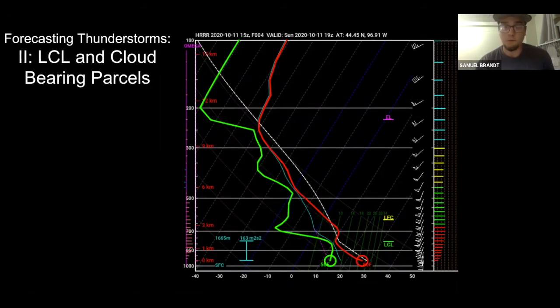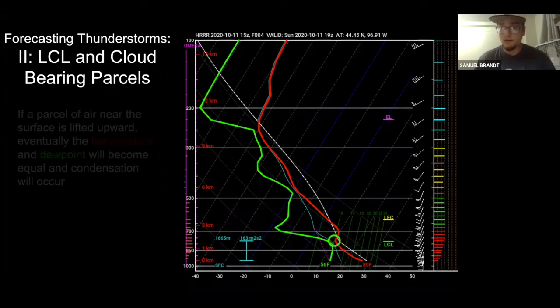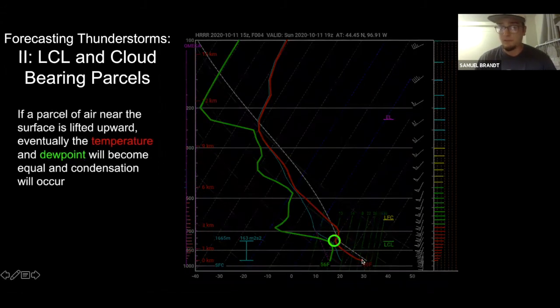Now we're going to move on to the LCL and cloud-bearing parcels. So let's say we've got a parcel with the surface temperature in this particular sounding and the dew point. And let's say we just give it a nudge upwards, say a front comes along and lifts it up, or air is blowing up a mountain, something like that, just to get the air moving upward. This is how its temperature and dew point will change as it does so. You can see that as we lifted it up, the temperature followed that line of constant potential temperature, like I was talking about earlier, and the dew point followed that line of constant mixing ratio. And you can see that eventually the two come together and actually meet. So you get condensation and a cloud begins to form.